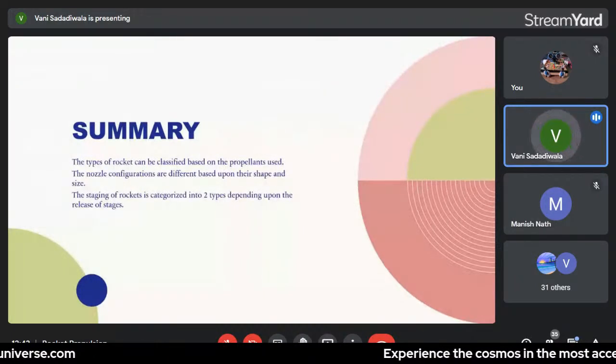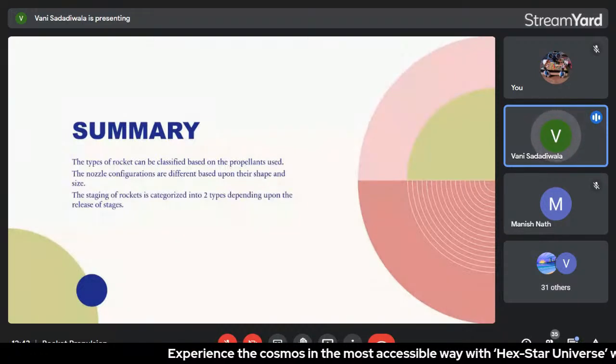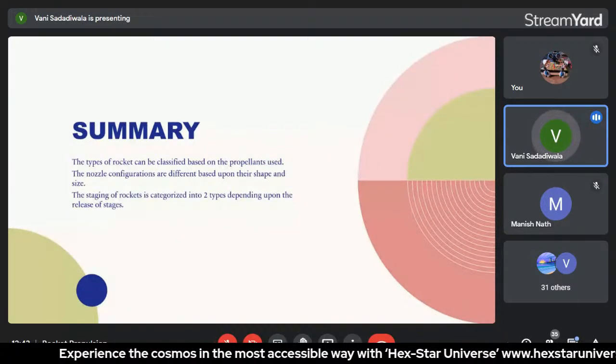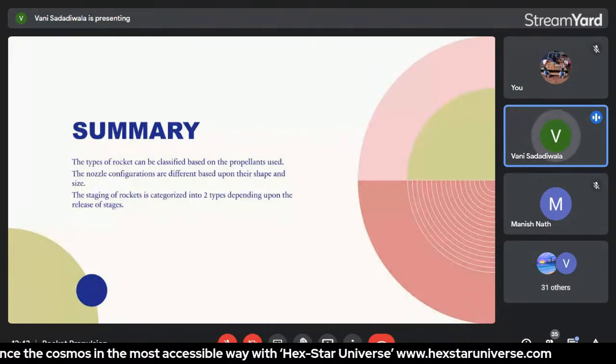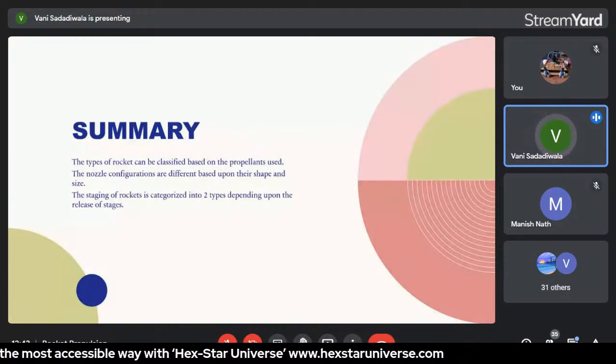And the third is the staging of rockets, which is generally categorized into two types depending upon the release stage. So the serial release stage and the parallel release stage comes with the discarded straps, which can be retrieved ahead.